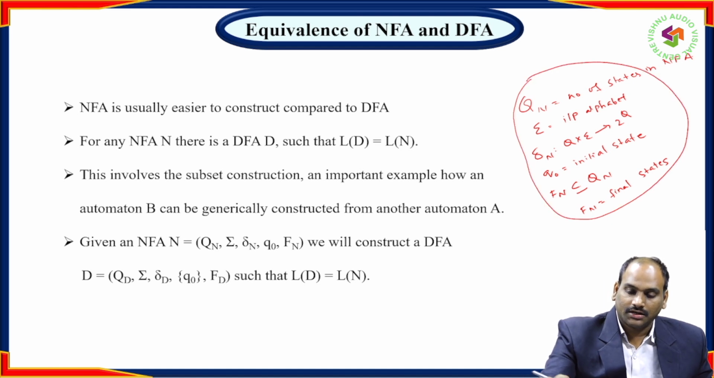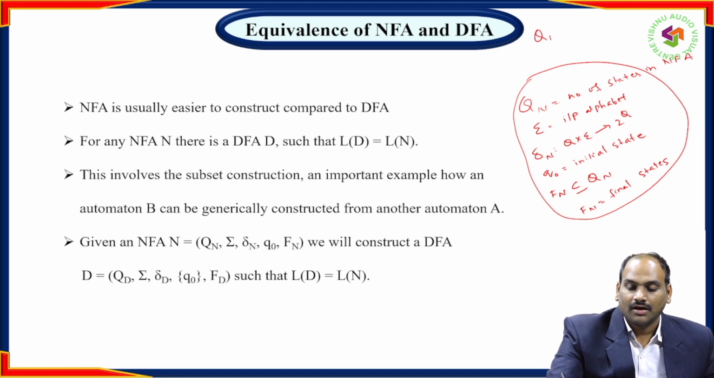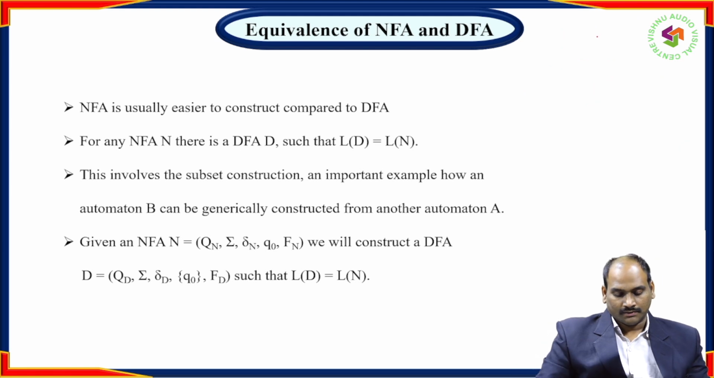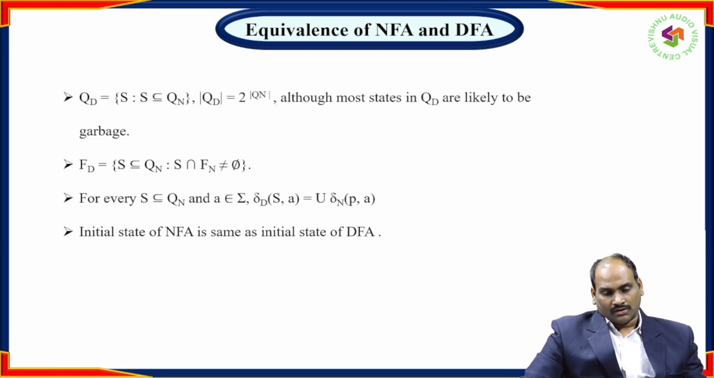From such an NFA, we have to construct a DFA. A DFA is also a five-tuple, as you remember: QD, sigma, delta D is the transition function for the DFA, Q0 is the initial state for the DFA, and FD are the final states for the given DFA. How can we find this QD, sigma, delta D, Q0 and FD? Let us see. QD is a subset of Qn. That means we do not consider all the states of the NFA. What are the states that are added to the transition table? Those states only we consider.